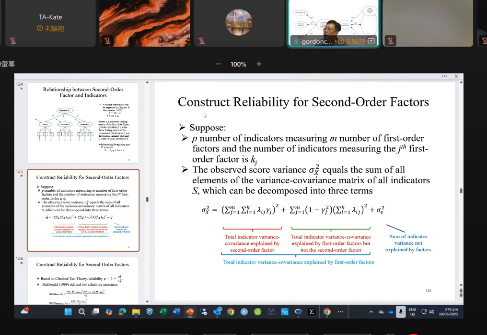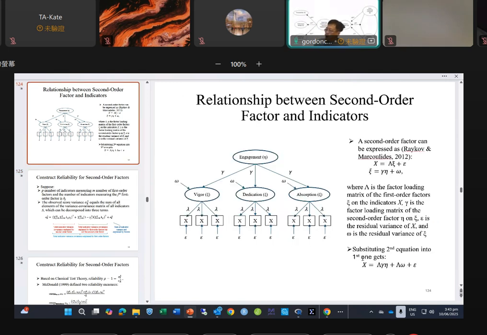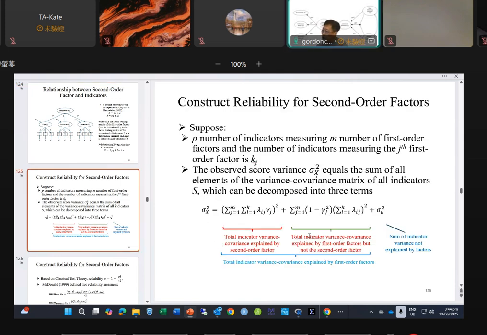So how do we find the reliability for second order constructs? In fact, we partition our observed score X into three components. One is the true relationship from engagement through your dimension to your item. The second term is the error term due to the dimension. And the third term is the error term due to the item. We can create an equation like this.